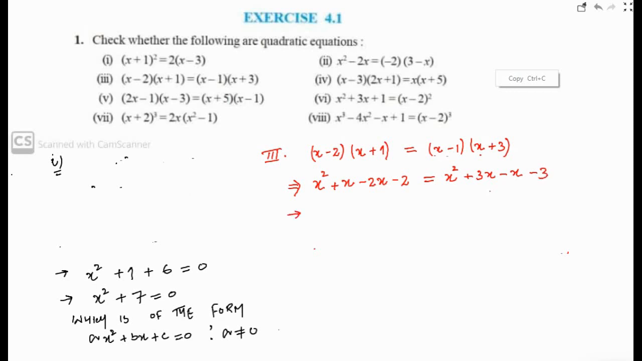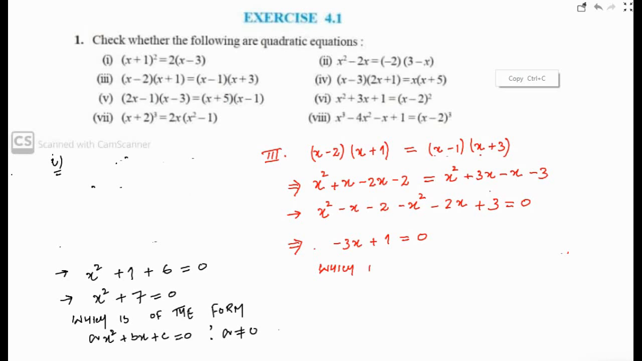Now you can just write x square, this will be minus x, then you have minus 2. Shift this to this side and you'll get minus x square, minus 2x. This will be 3x minus x, that is 2x, but the moment you shift it to the left hand side, it will be negative 2x, and the 3 will be shifted to the positive, equal to 0. Now x square minus x square is gone. Minus x minus 2x is minus 3x. Minus 2 plus 3, you get plus 1, equal to 0.